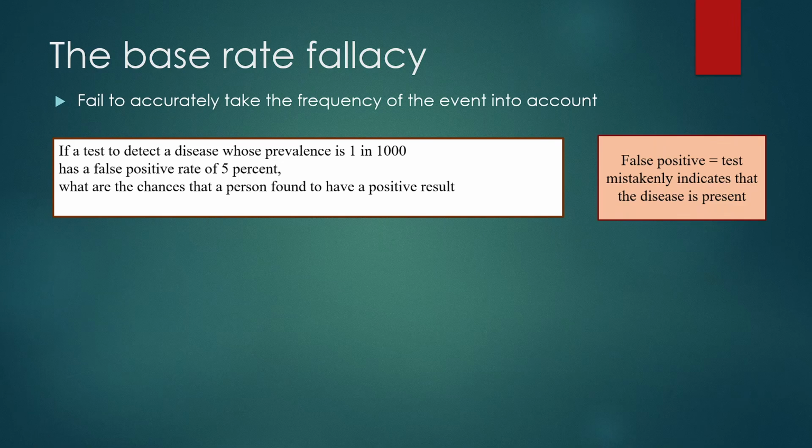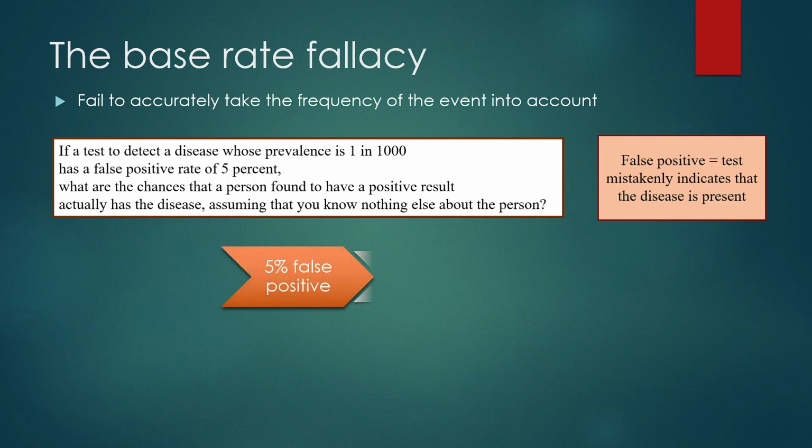So let's say that you have an individual before you who has tested positive for this disease. What are the chances that that person who has just tested positive actually has the disease, assuming that you know nothing else about the person? All you know is that there's a 1 in 1,000 prevalence rate, so 1 in 1,000 people have it. The test that you just administered has a 5% false positive rate, so 5 people out of 100 will be told that they have it when they really don't. So 5% false positive.